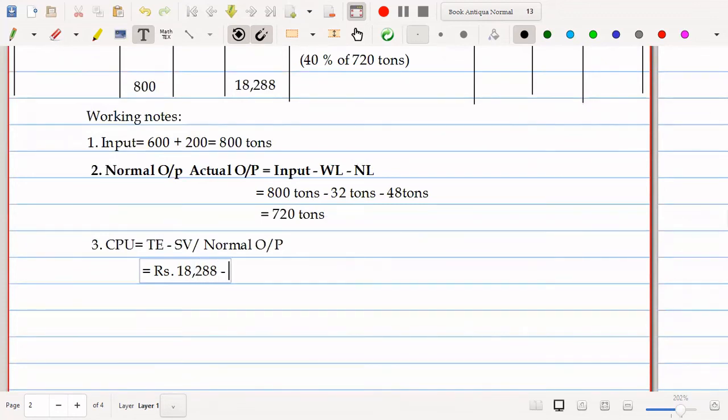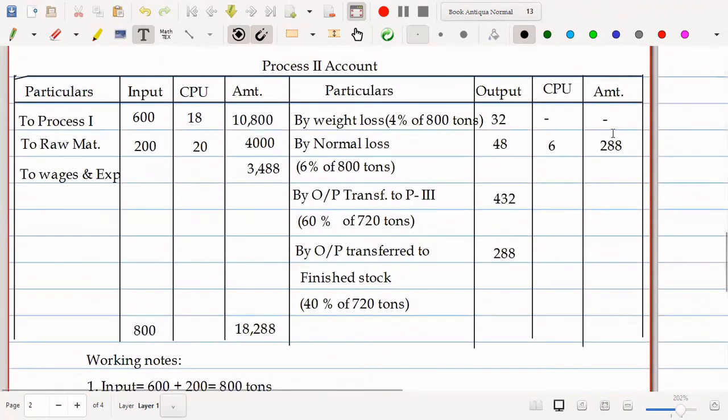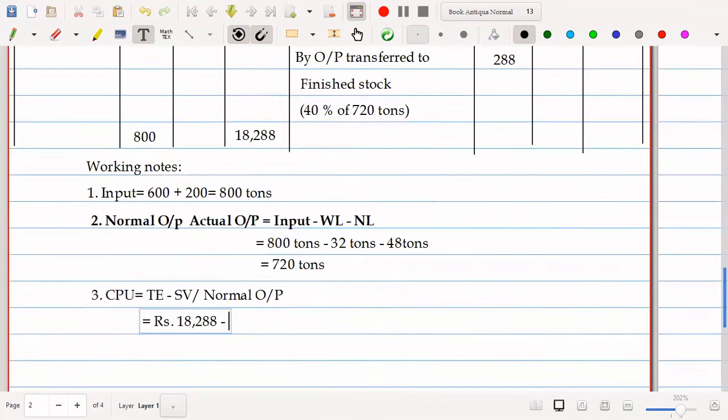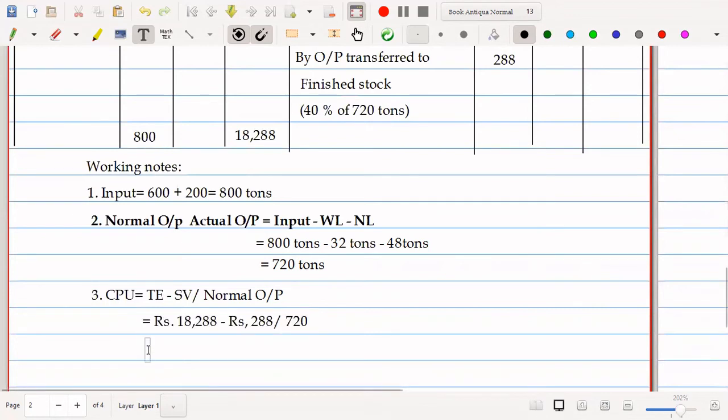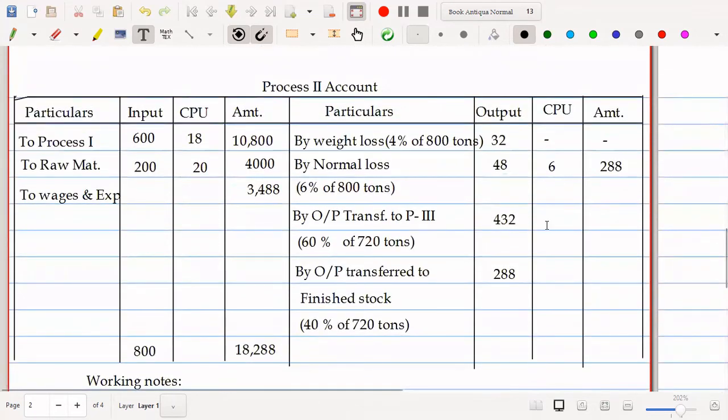18,288 minus, what is the scrap value? Scrap value is given here, 288 rupees. 288 divided by normal output. So we have calculated here, that is 720. When we calculate this, it comes to rupees 25. Now we have to enter this amount here in this CPU column. This is 25, and here also this is 25.